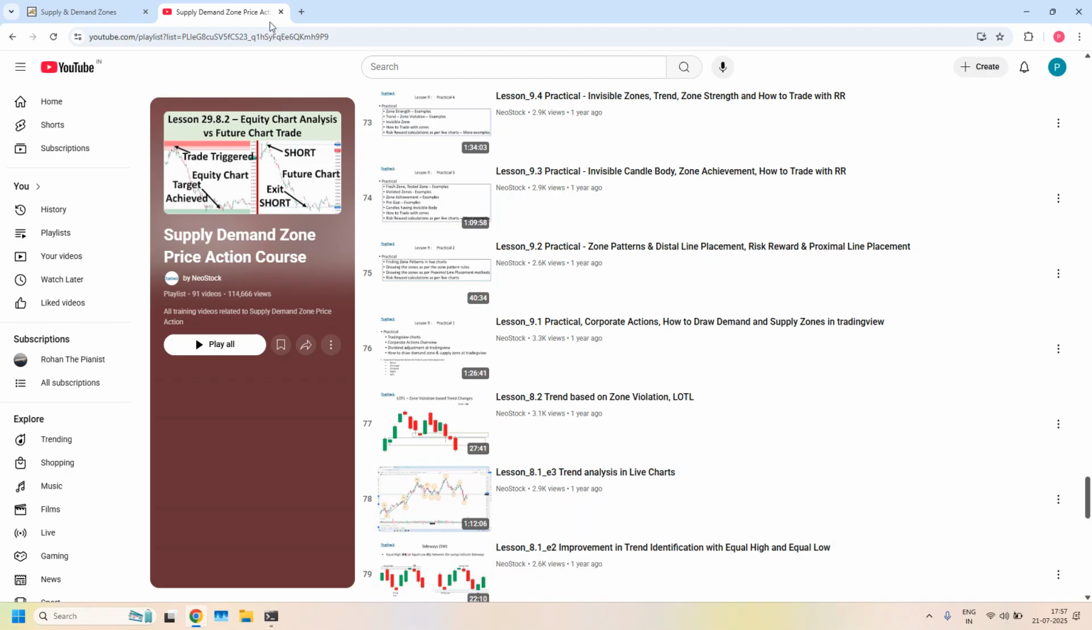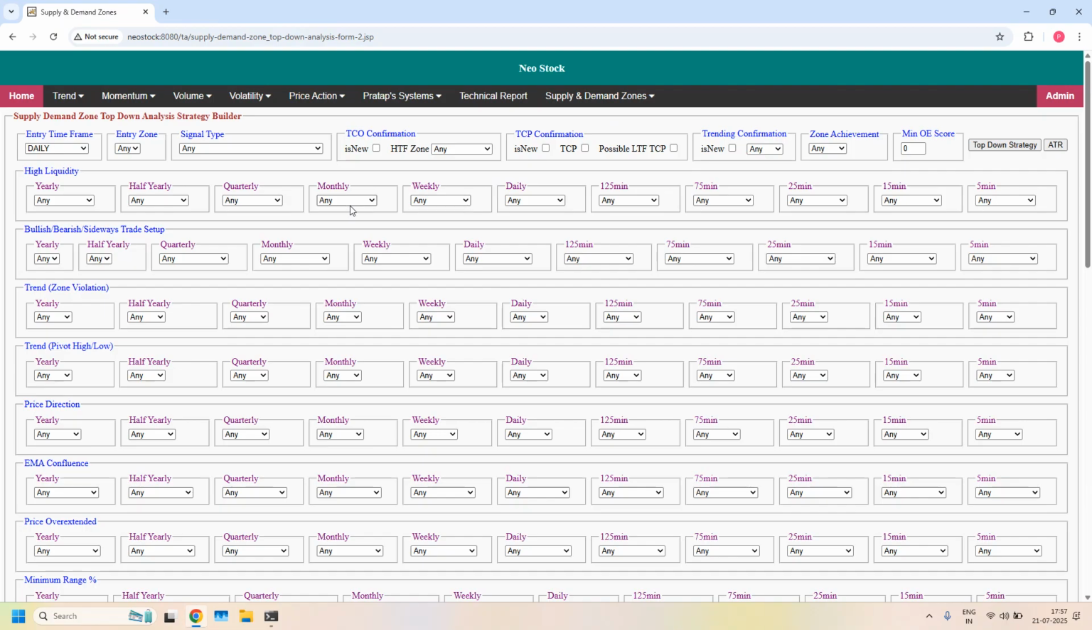Okay, now I am going to generate different supply demand zone reports with the help of the NeoStock Software Supply Demand Zone Top-Down Analysis Strategy Builder. First, I am going to generate the stocks near daily and 75 minutes demand and supply zones, so that we can identify high liquidity zones. Those high liquidity zones you can use as per the high liquidity zone strategy you learned in the lesson 21.3 video.